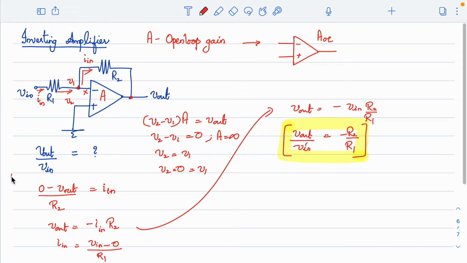So this analysis I have done by considering A as infinity, open loop gain as infinity, and this is something what we know. Yes, Partharanjan, yeah, I have seen your response.